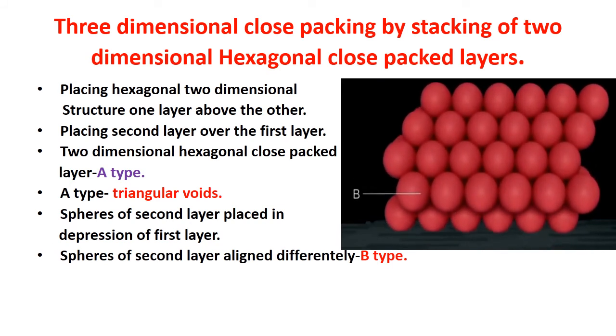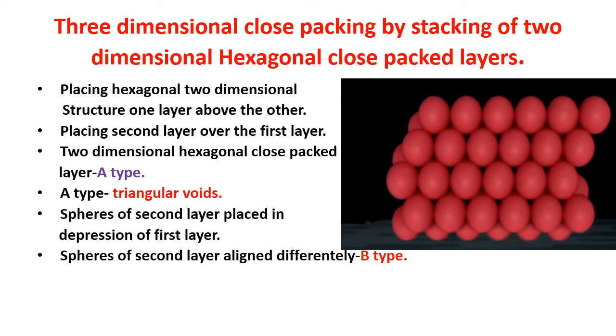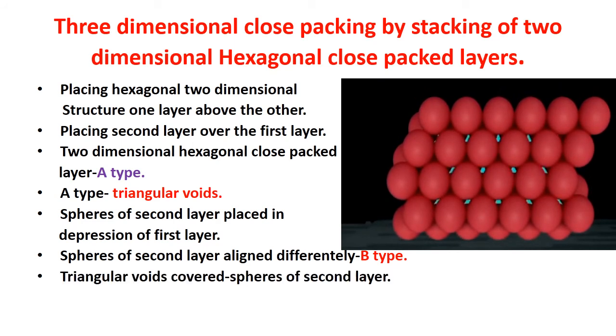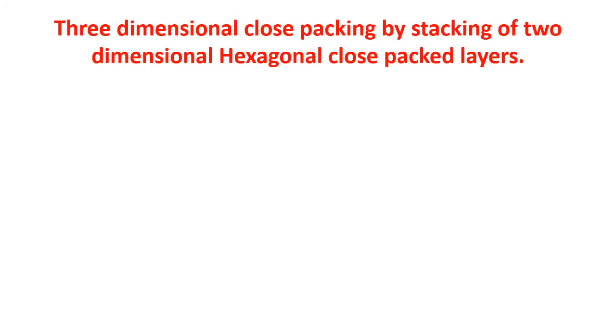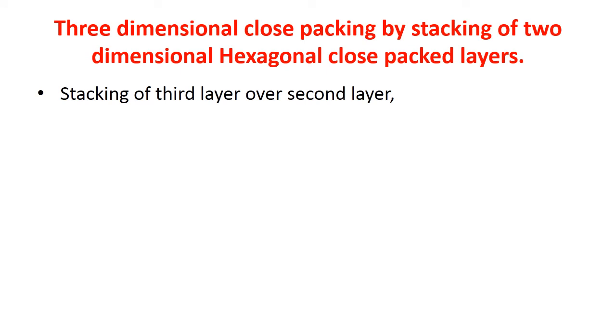On observing, we will notice that all the triangular voids of the first layer are covered by the spheres of the second layer, and thus give rise to a different arrangement and different formation of voids. Now let us study how to place the third layer over the second layer for the formation of 3-dimensional close packing. Stacking of the third layer over the second layer can be done in 2 different ways.